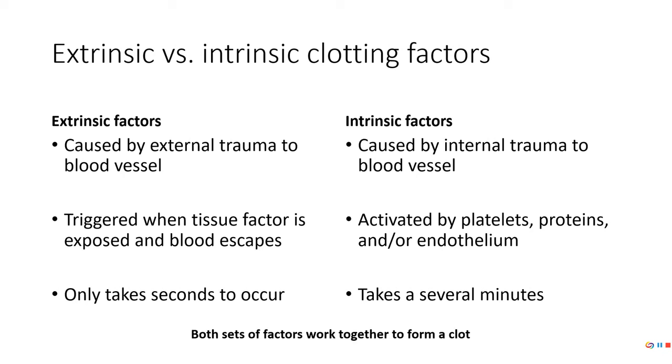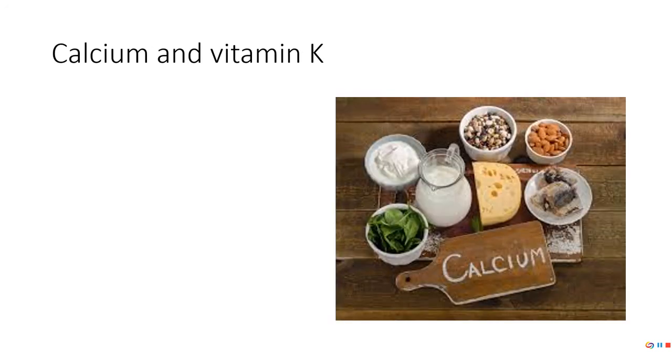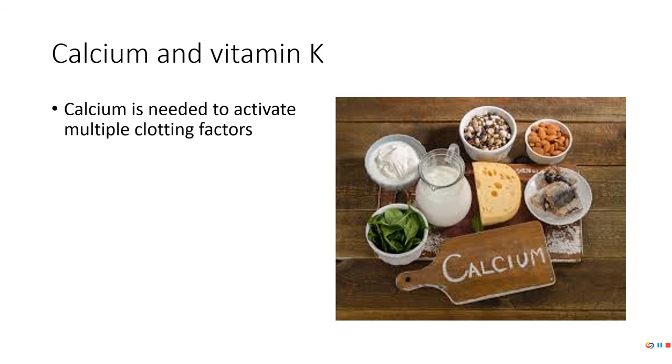But between the two of them, they have to work together in order to form a clot. And so people that have clotting diseases can have issues with both intrinsic and extrinsic factors. Both of them are important. The intrinsic factors are arguably more important, even though they're slower acting. Now, in order for a clot to actually form and for hemostasis to occur properly, we need calcium. Calcium is kind of the green light to activate these clotting factors. Just like calcium was the green light for exocytosis, calcium is the green light for activation of clotting factors.